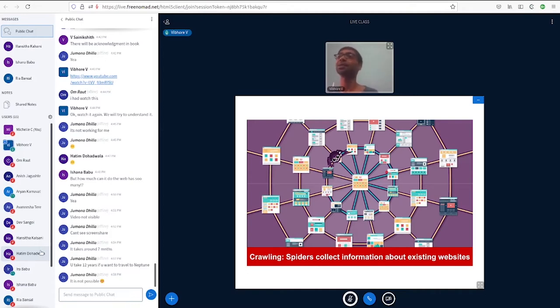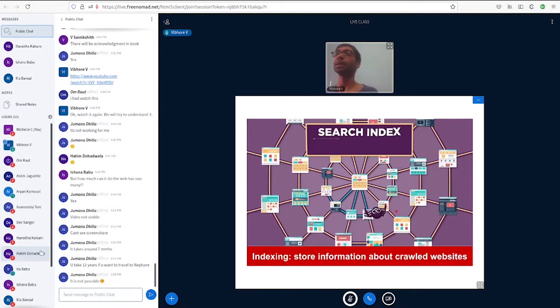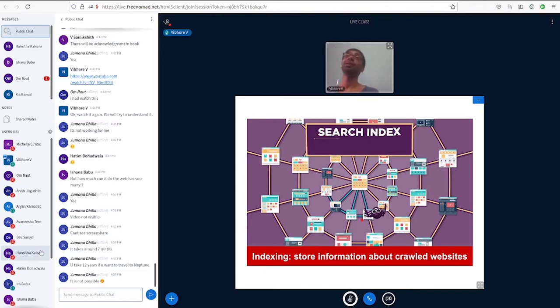So these spiders are just going for connections. And wherever it lands, it documents. It sees what that website is about, okay? So it creates a search index. It's storing information. What information is it storing? It's storing what the different web pages in that website are. It's storing the title. It's storing the keywords.